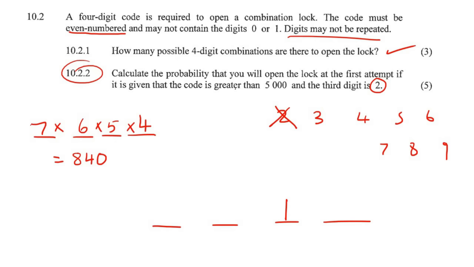So how do you make a number greater than 5,000? Well, it means that this first number could either be a 5, a 6, a 7, a 8, or a 9. Because if you have a code that starts with a 4, like 4, 6, 1, 2, that's smaller than 5,000. If you have a number that starts with a 3, like 3, 2, that's smaller than 5,000. So your number has to be a 5, a 6, a 7, a 8, or a 9 for the first digit.